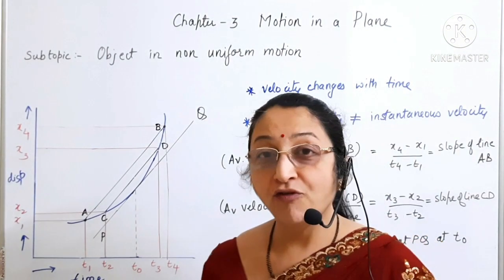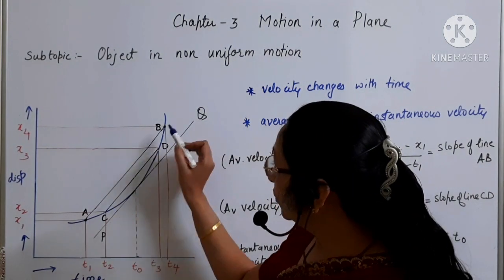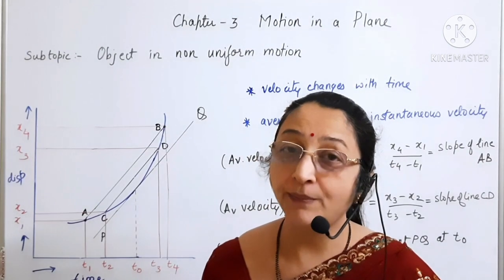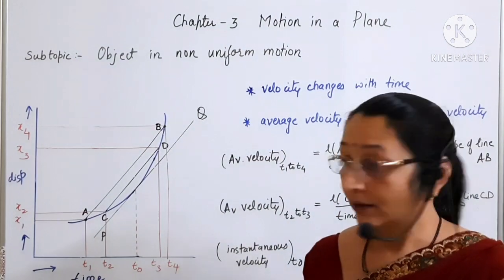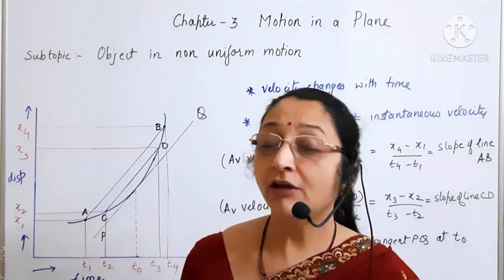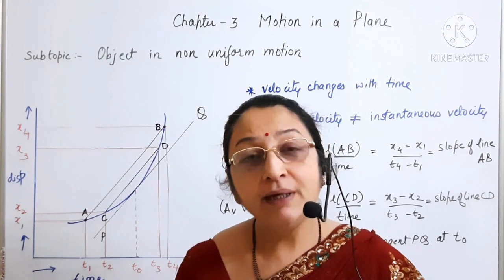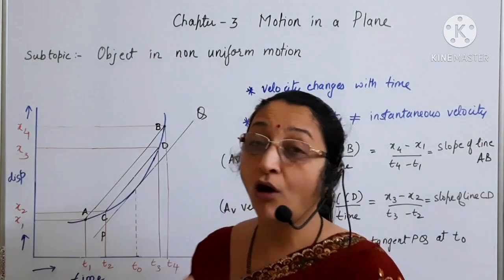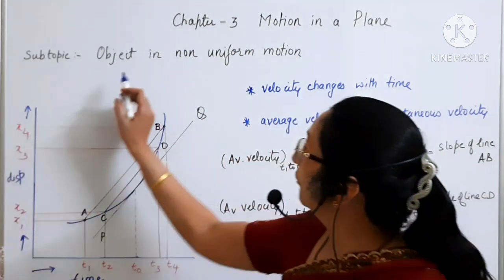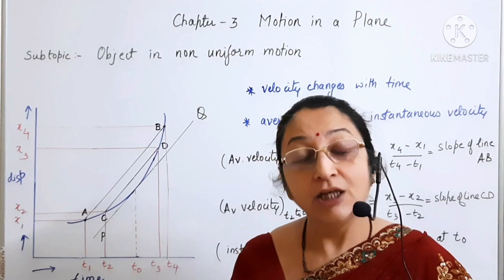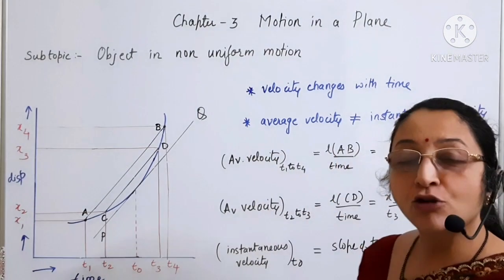Now, we are going to find the average velocity when the particle has moved from point A to point B. Since the particle is in non-uniform motion, the velocity of the particle is changing constantly. Hence, the average velocity will never be equal to the instantaneous velocity, because the graph is not a straight line. The velocity is not uniform. It is non-uniform, so it is changing. Hence, the average velocity is not equal to the instantaneous velocity.